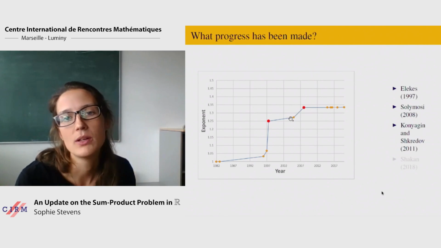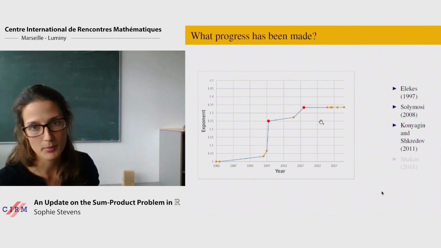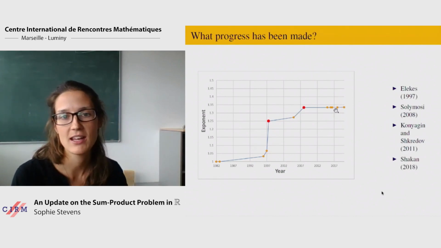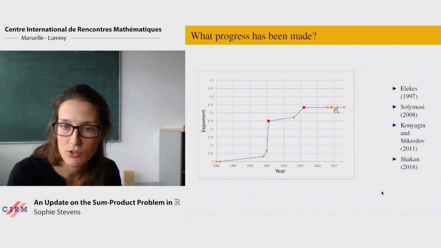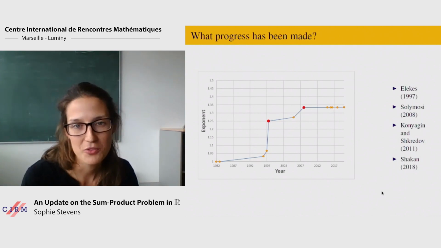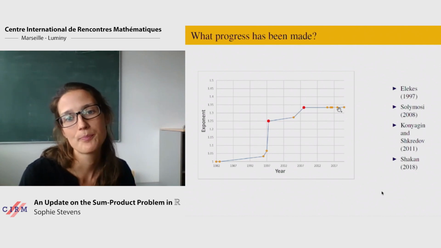And every subsequent improvement, ours included, is really a refinement of Konyagin and Shkredov's argument, right up until this penultimate yellow dot here, which is the result of George Shkredov in 2018. And then this allows me to introduce the context of the new result of Misha and myself, which is this final dot here.